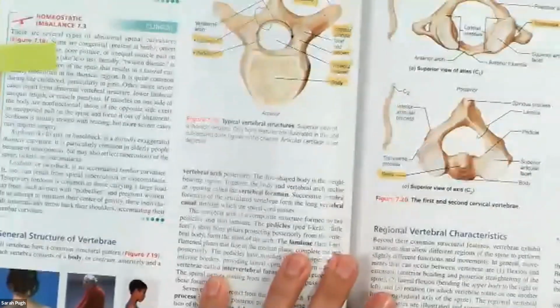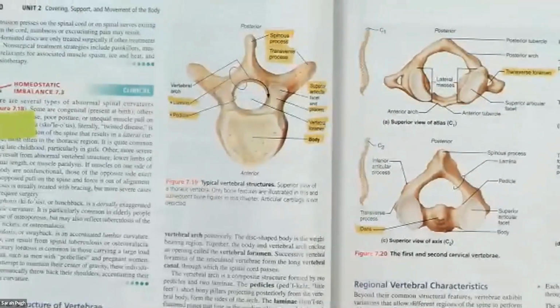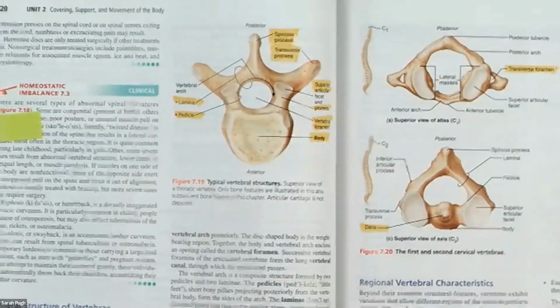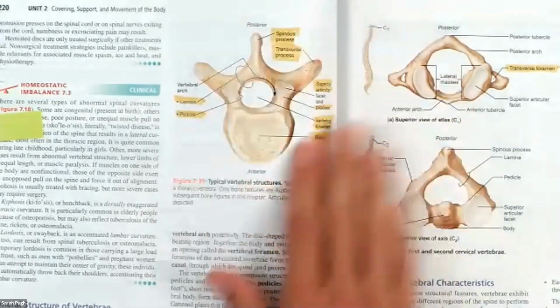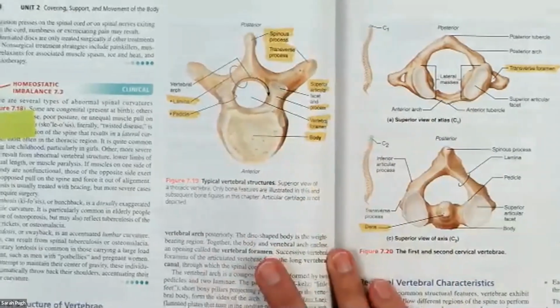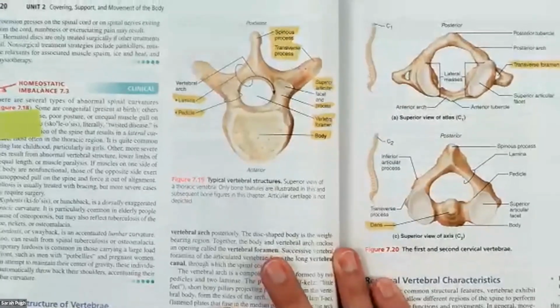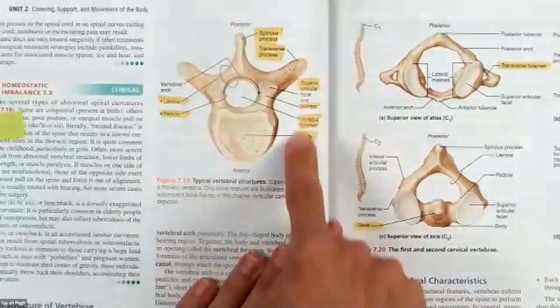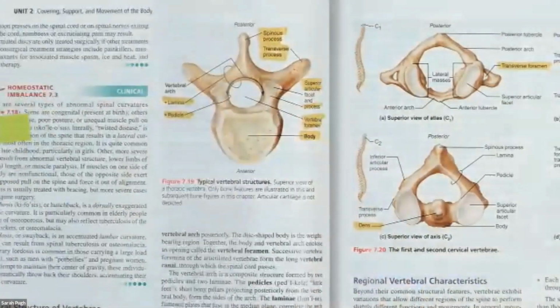So that's our vertebrae when they're all stacked together. So now I'm going to walk you through a couple of images of the vertebrae when they're on their own and some of the markings of the vertebrae. So I just flip to the next page. This is page 220. So this would be looking at a vertebrae.